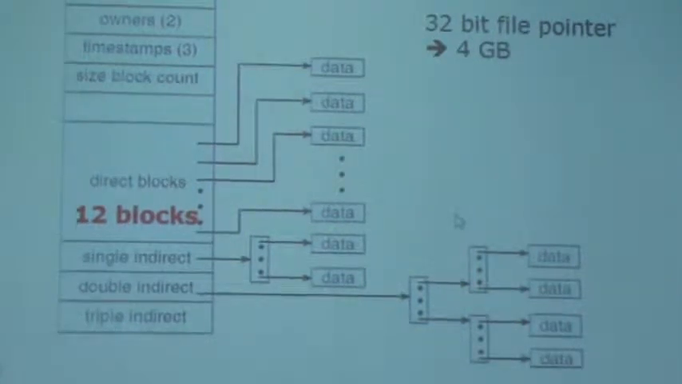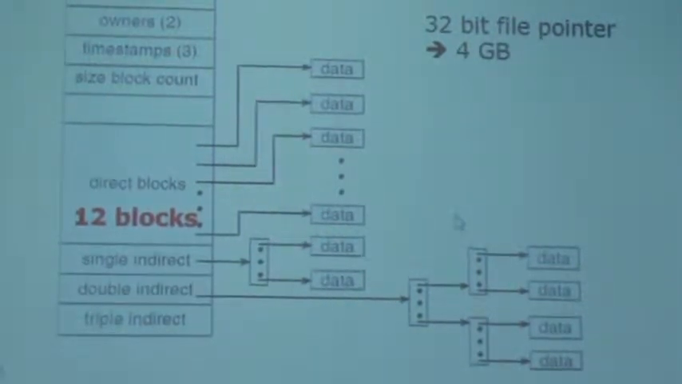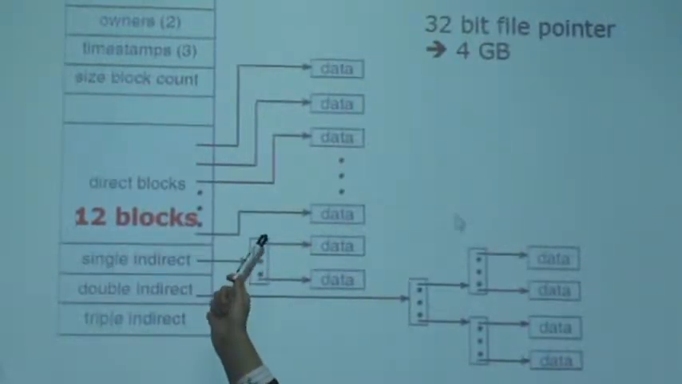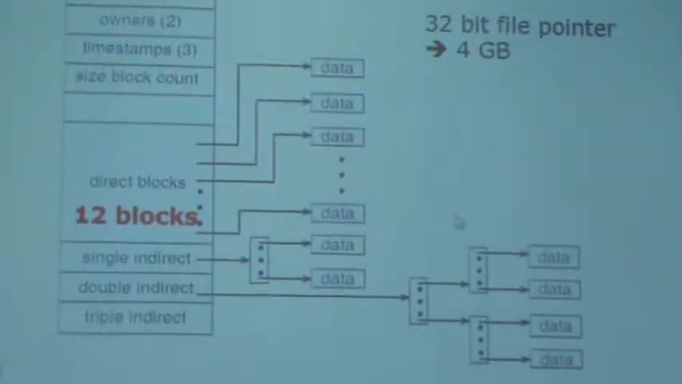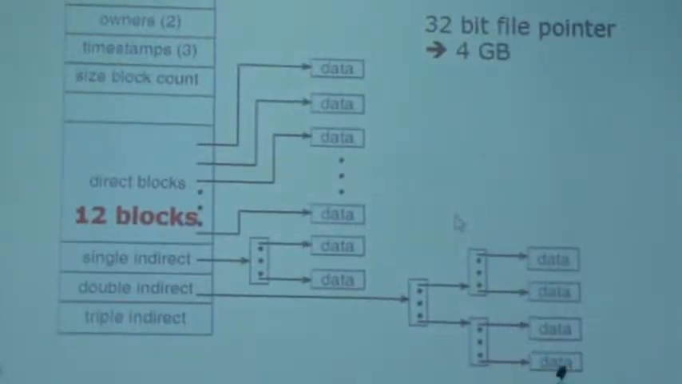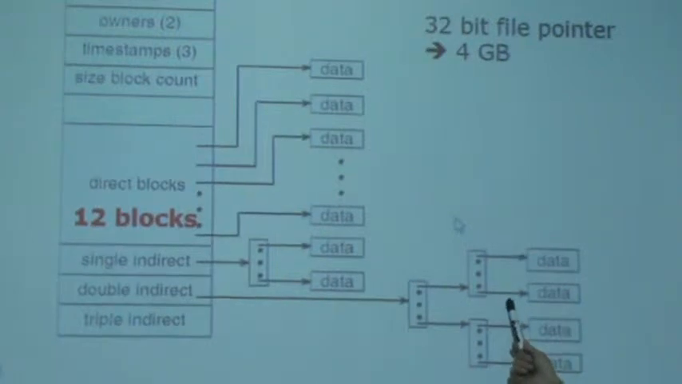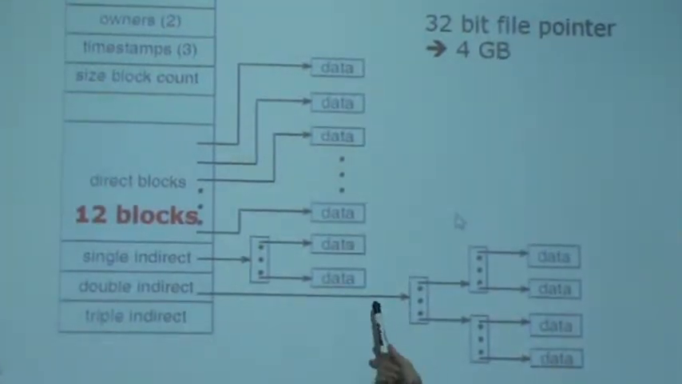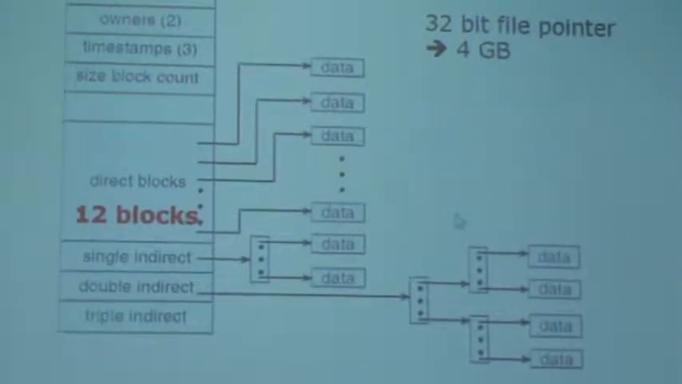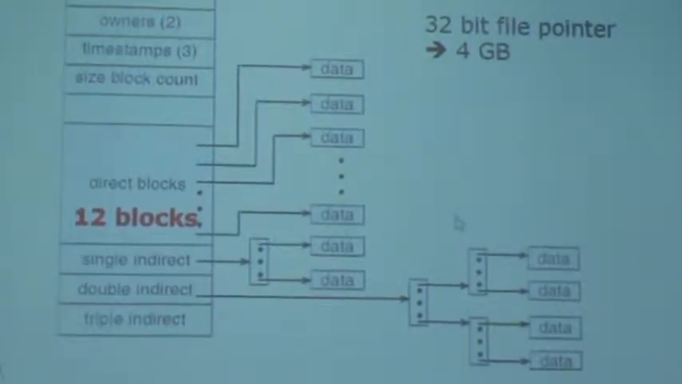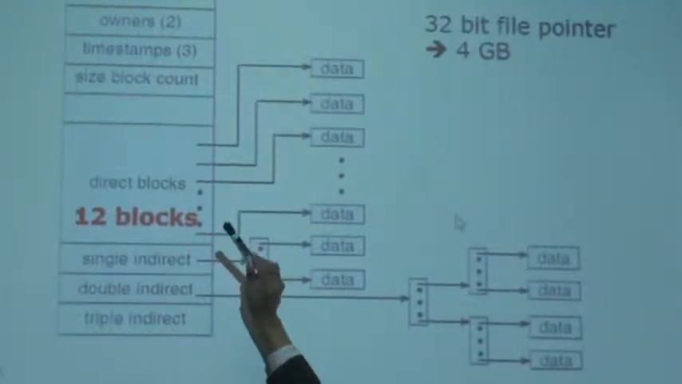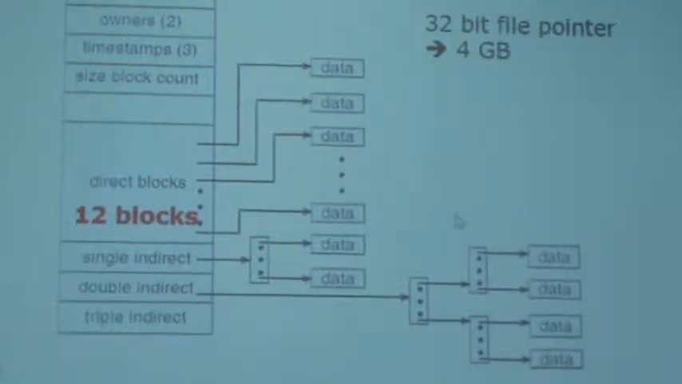Each one has pros and cons, right? For example, the direct block is fast, but there might be a limitation on the file size. This one is big. You can make a big file, but you need to visit this one, this one, this one. Each node requires I/O. It takes longer.